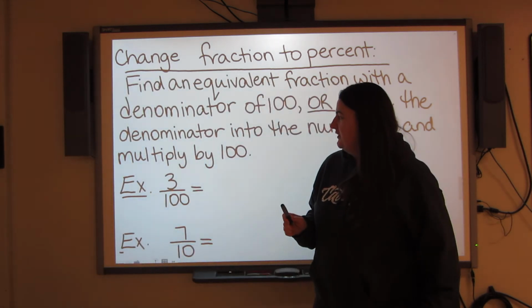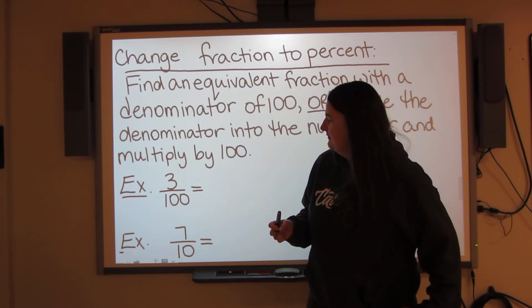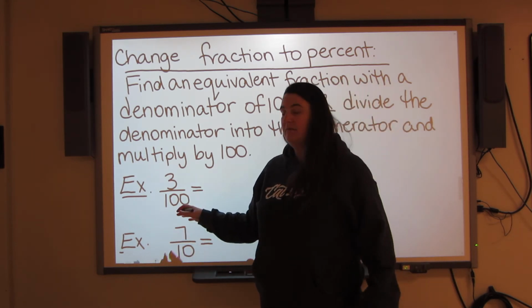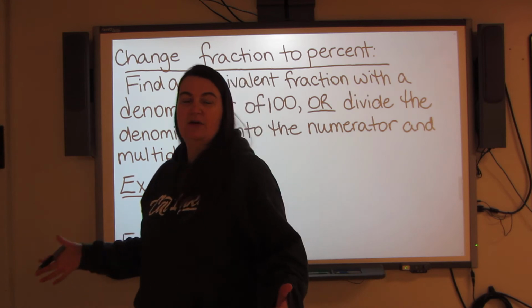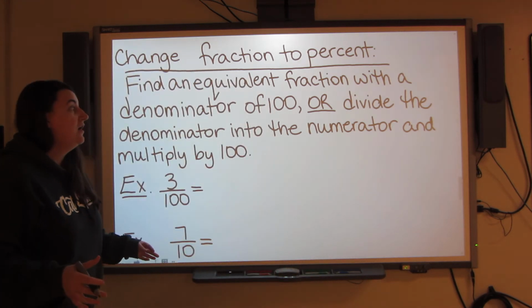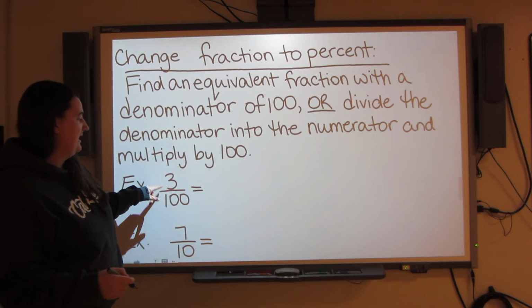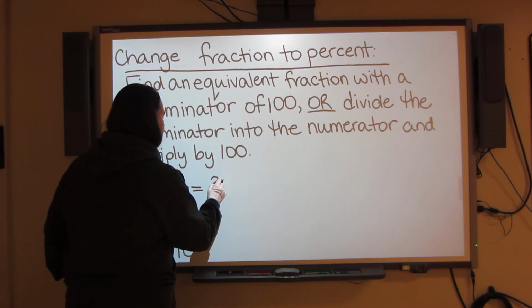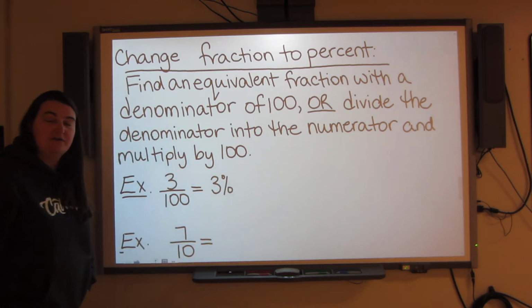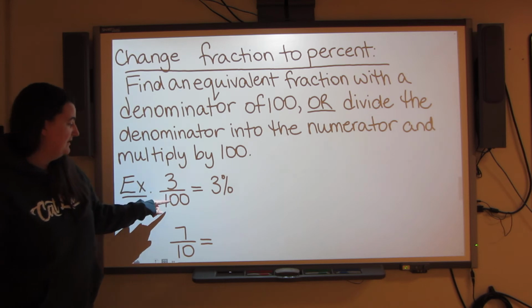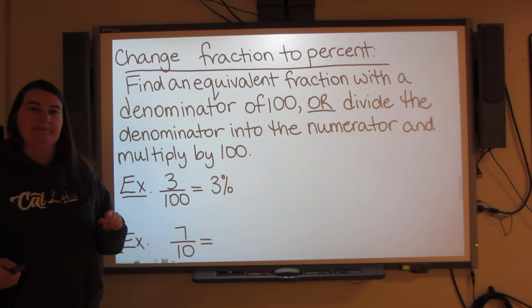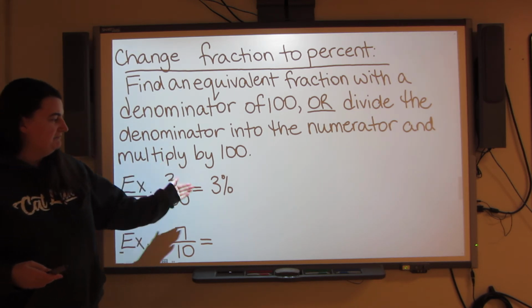3 over 100. So 3 over 100 already has a denominator of 100, so I don't have to do anything. All I'm going to do is take that numerator, it's now my percent. Whatever my numerator is, if the denominator is 100, that's my new percent. So 3 over 100, 3%.